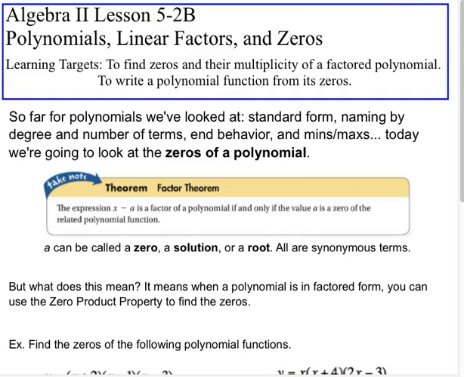Welcome back. So today we're going to focus on two new learning targets. We're going to talk about how to find the zeros and their multiplicity of a factored polynomial and to write a polynomial function from its zeros.